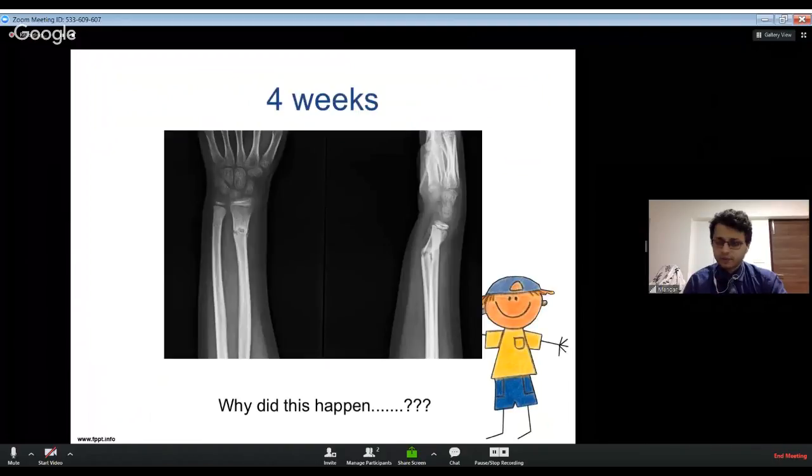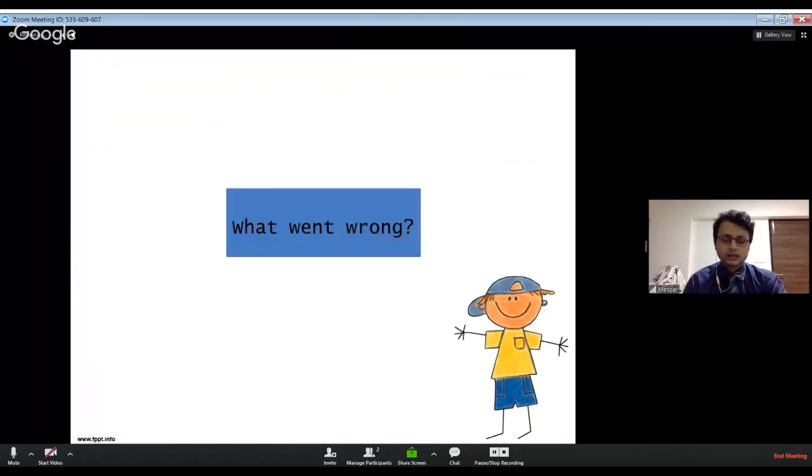Why did this happen? Well, one rule of thumb which I usually follow is that I don't give a plaster on day one. I usually give a slab, either below elbow or above elbow, it doesn't matter. I give a plaster slab for pain relief on day one. I call them back after about 3 to 4 days. Once the swelling comes down, then I give them a well molded cast. And there are a few rules for this cast.